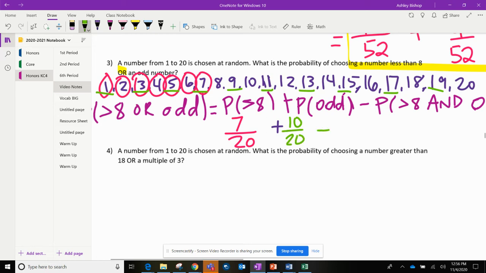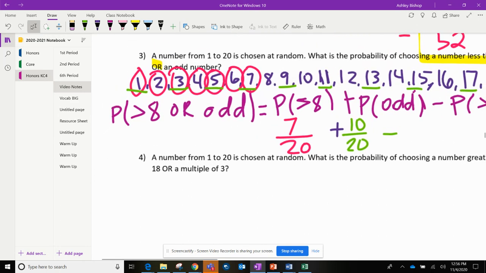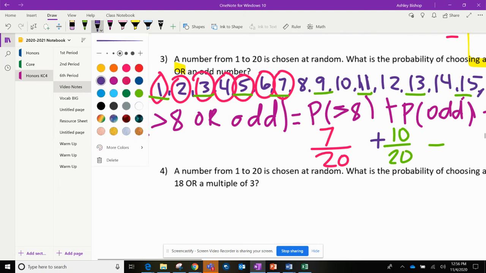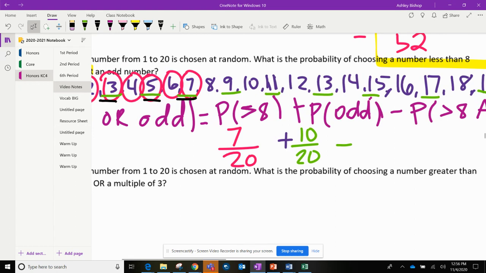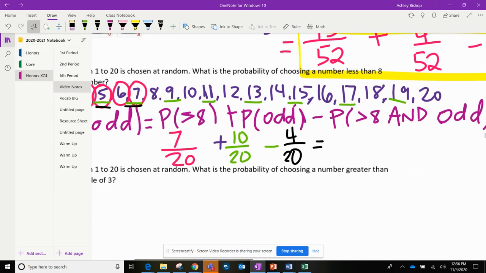And then out of all of those, I need to subtract the ones that are less than 8 and odd. The ones that are less than 8 and odd are the ones that have both markings, the pink circles and the green. So the numbers that are less than 8 and odd are 1, 3, 5, and 7. So there's 4 numbers that are less than 8 and odd out of the 20. And then if I do this math either in my calculator or in my head, I get 13 out of 20.